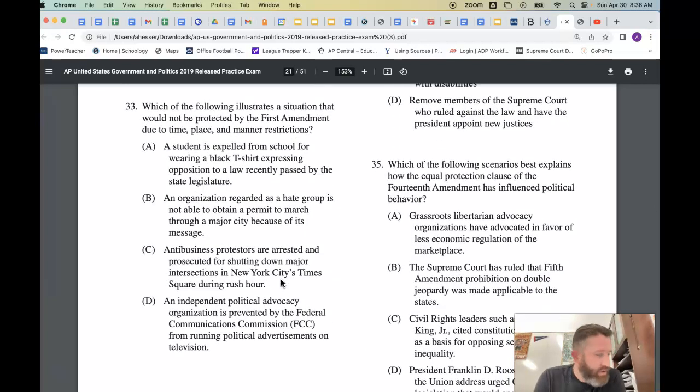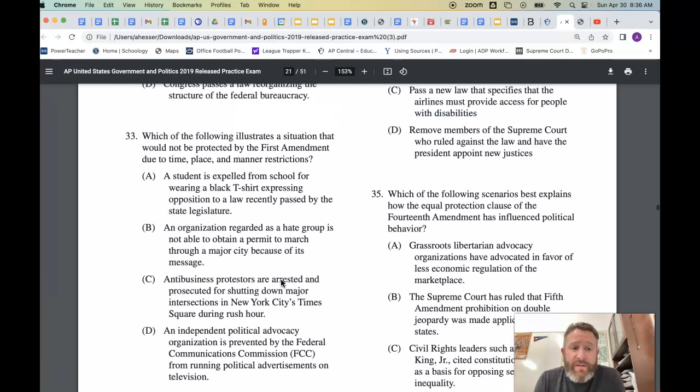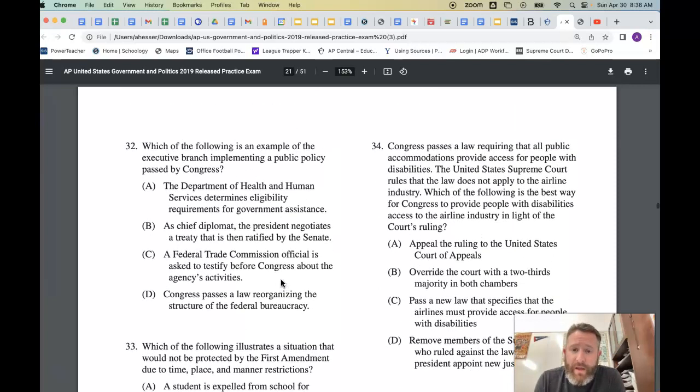And it's A. 33. Which of the following illustrates a situation that would not be protected by the First Amendment due to time, place, and manner restrictions? We've talked about that. The answer is C. Anti-business protesters are arrested and prosecuted for shutting down major intersections. That's the place. Can't do it. You're stopping people from getting to work. It's during rush hour. Doesn't matter what you're saying. You're doing it in a place that is causing problems for law enforcement. C.